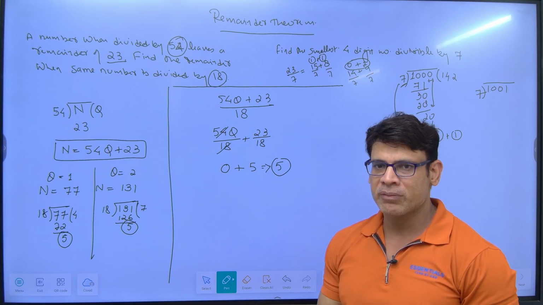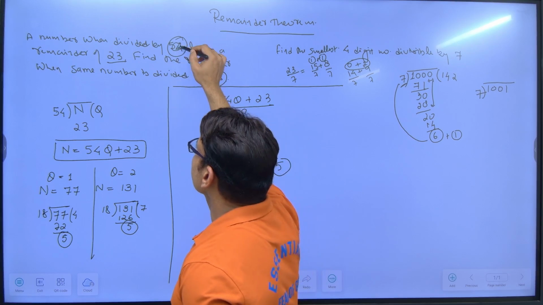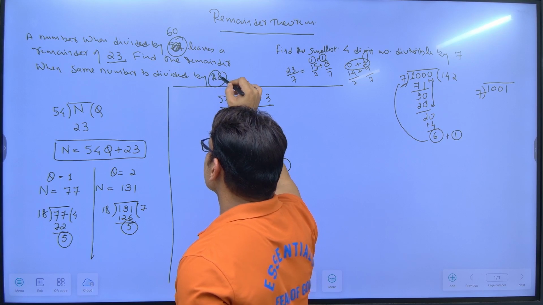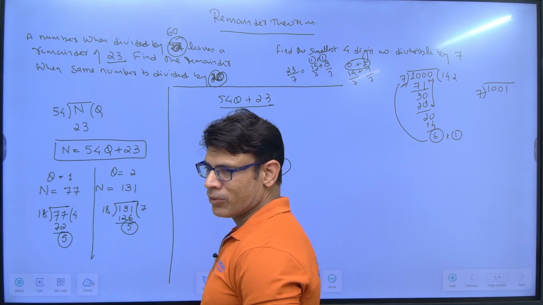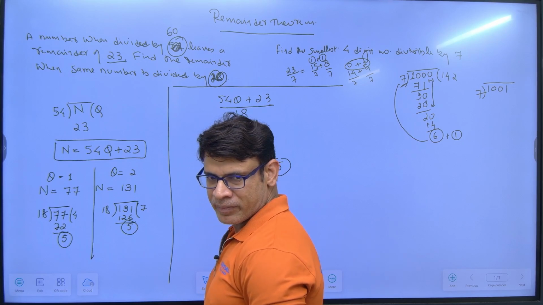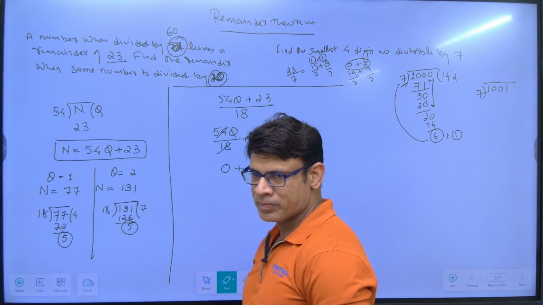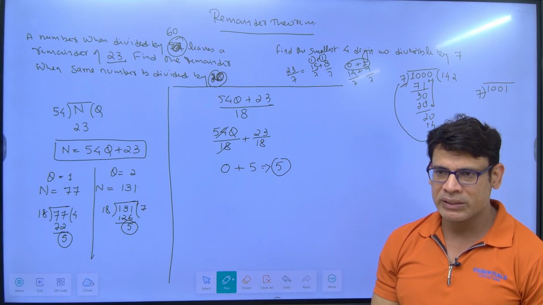You can change it. You can put some values, right? Suppose if I take this, let's say 60 and mark this as 20. So in this case, your answer will be 3, because this 20 is a factor of 60. So simply divide the remainder 23 by 20. So answer is 3.